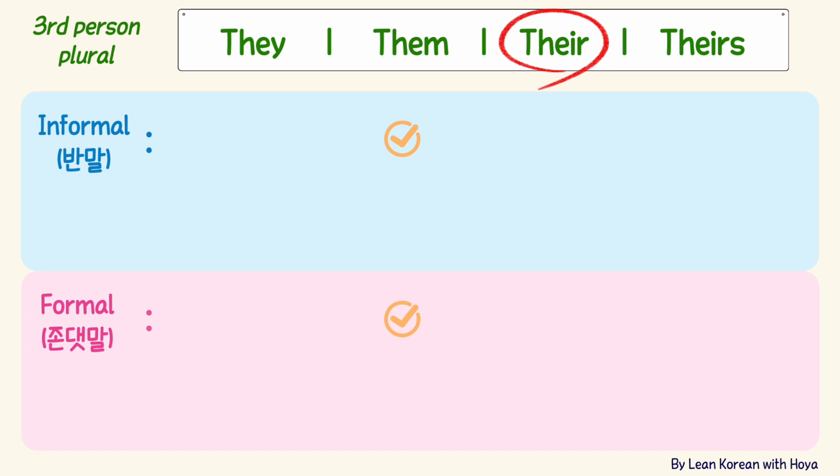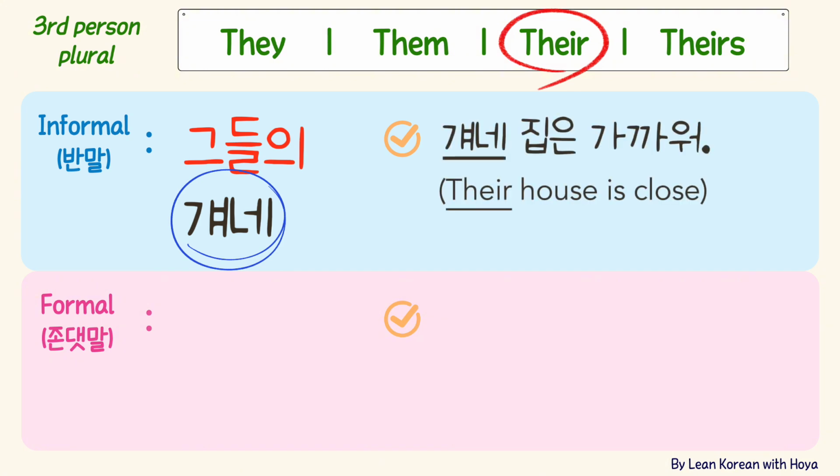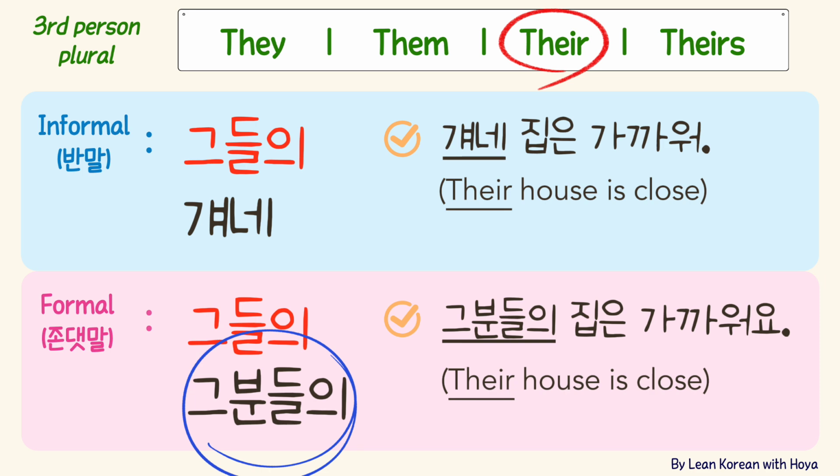The next one is their. For informal speech, we're going to replace 그들의 with 걔네. Their house is close. 걔네 집은 가까워. For formal speech, we're going to replace 그들의 with 그분들의. 그분들의 집은 가까워요.